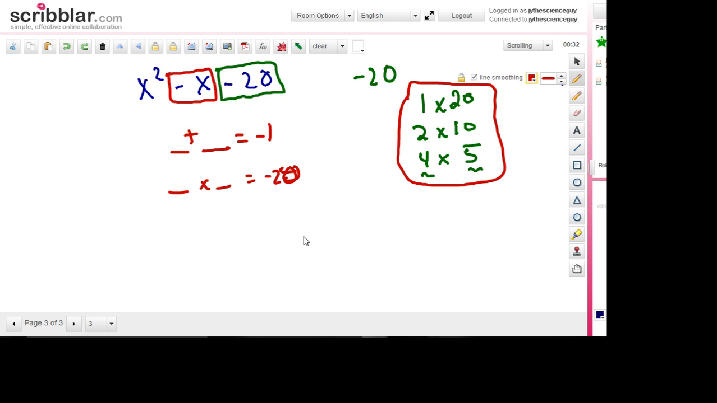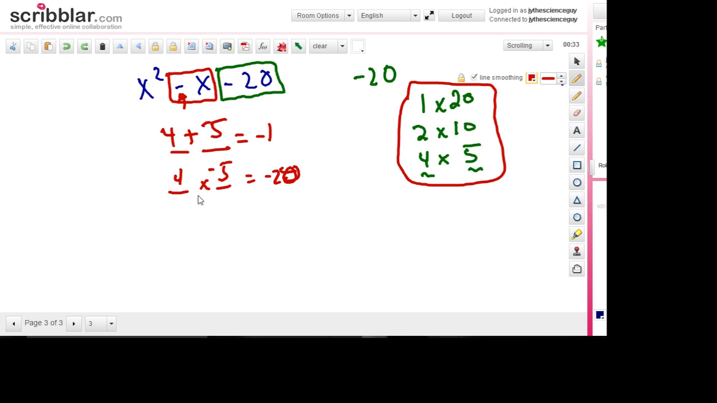The first one? Okay, if I take 20 and I add it to 1, do I get -1? No. They have to add up to give you -1. So the 4 and 5. And which one's negative? The 5. The bigger number will always be the same sign as the middle term. That's the thing that you have to remember.